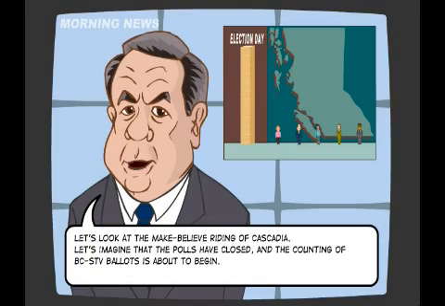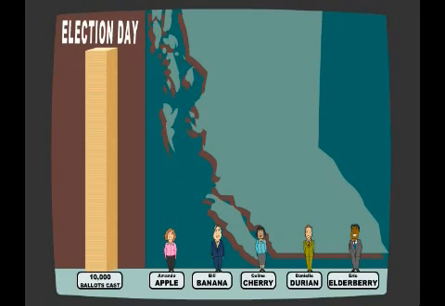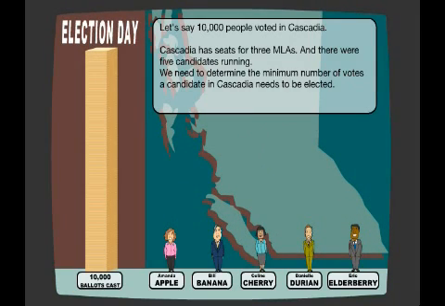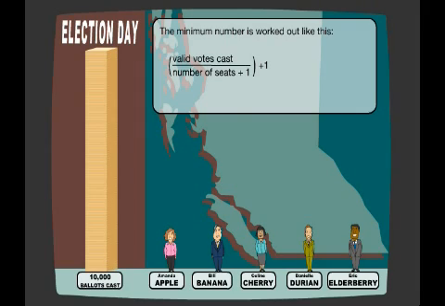Let's look at the make-believe riding of Cascadia. Let's imagine that the polls have closed and the counting of BC-STV ballots is about to begin. Let's say 10,000 people voted in Cascadia. Cascadia has seats for 3 MLAs, and there were 5 candidates running. We need to determine the minimum number of votes a candidate in Cascadia needs to be elected. The minimum number is worked out like this.